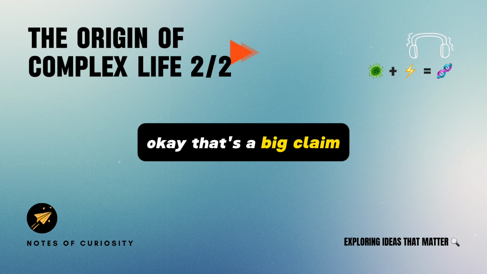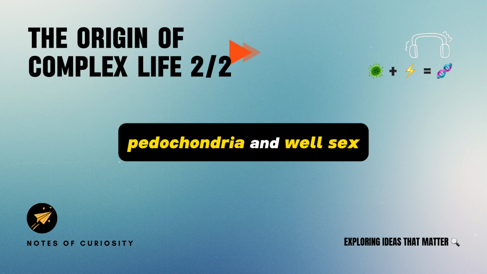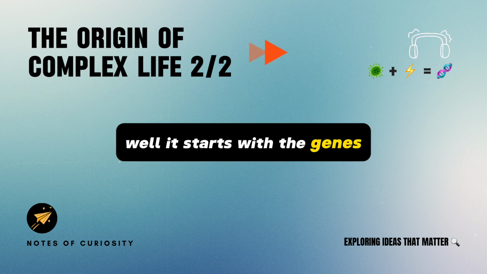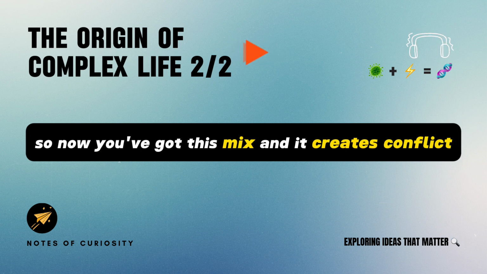Okay, that's a big claim. How does Lane even connect those dots? Mitochondria and, well, sex. Well, it starts with the genes. When the bacterium was absorbed, its genes got integrated into the host's genome. So now you've got this mix, and it creates conflict.